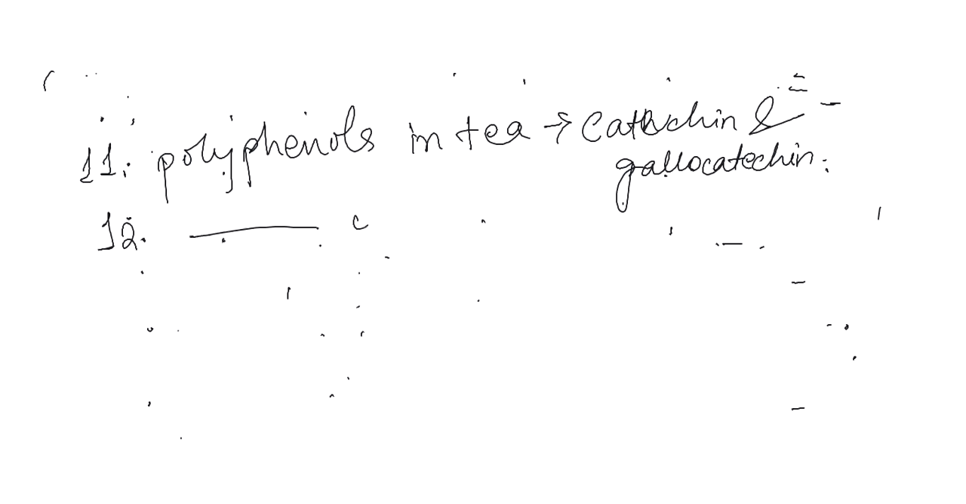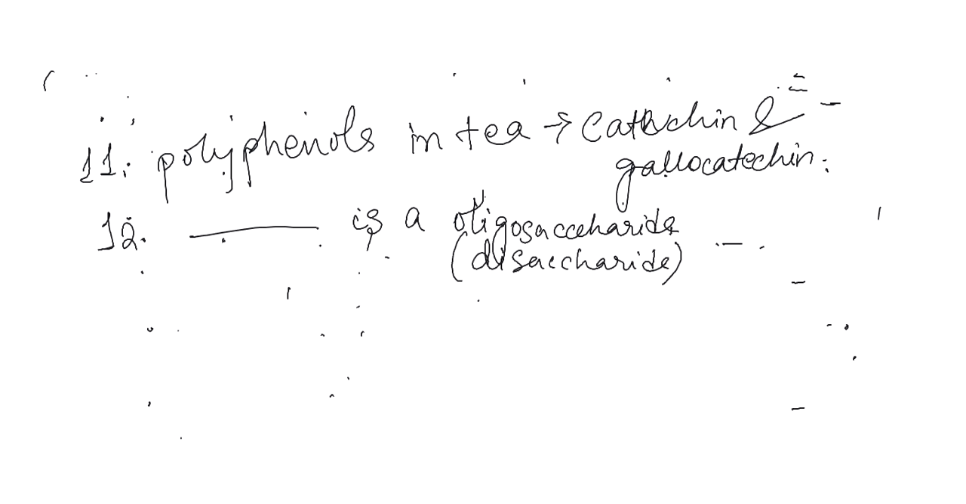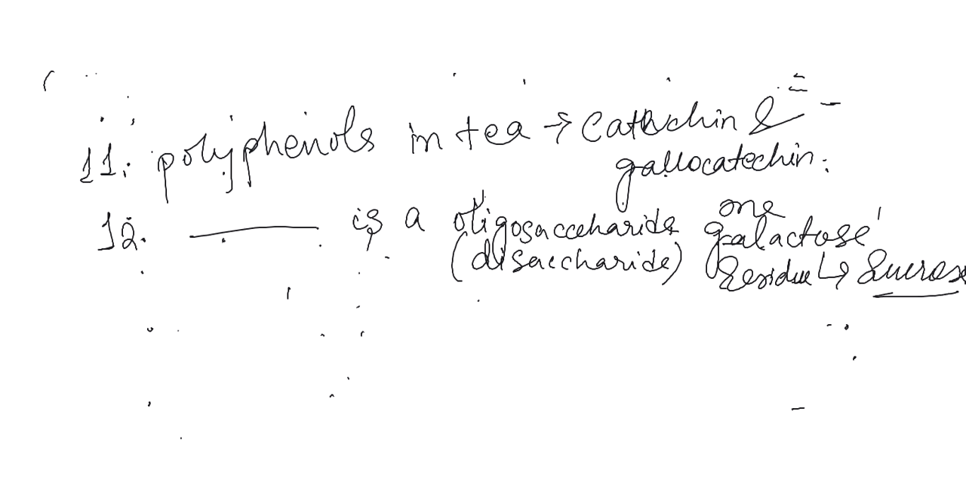Then the next is, we can say that dash is an oligosaccharide, or rather we can even say a disaccharide, which has a galactose residue attached to sucrose. What is the example of that? It is nothing but raffinose.